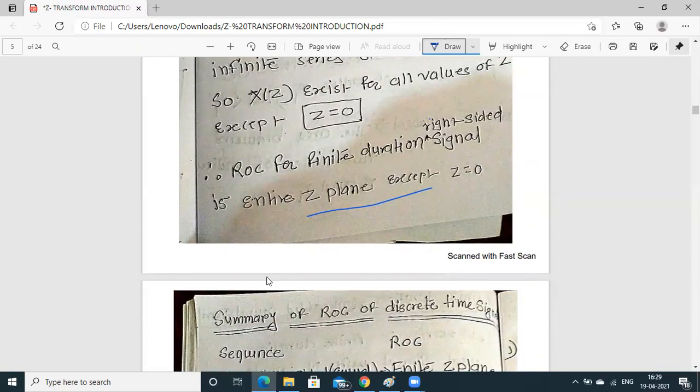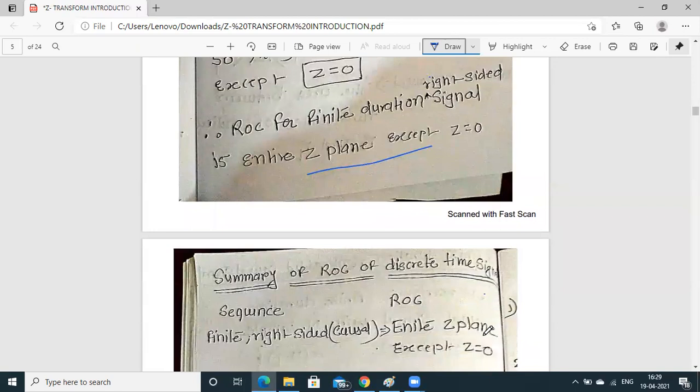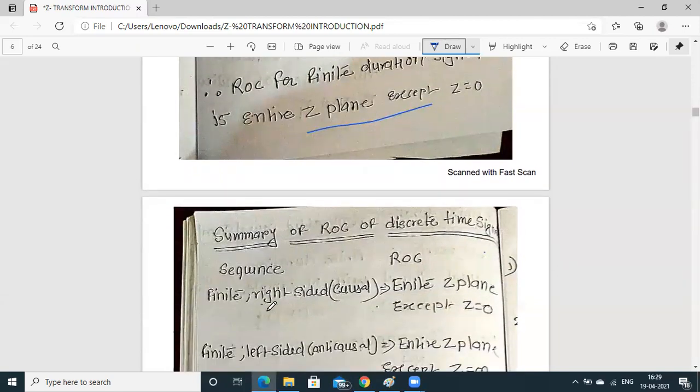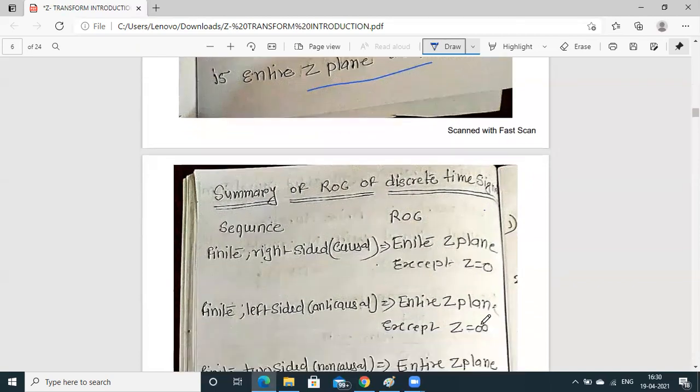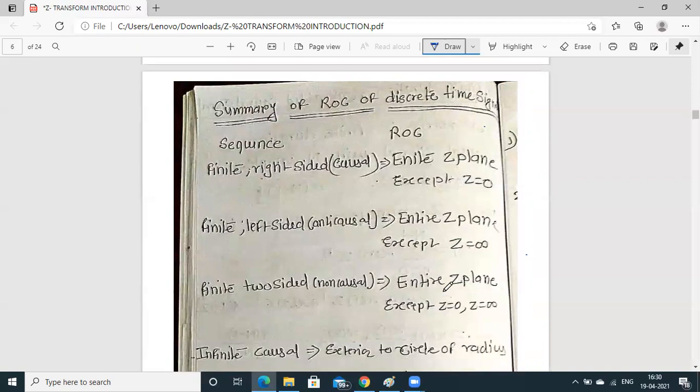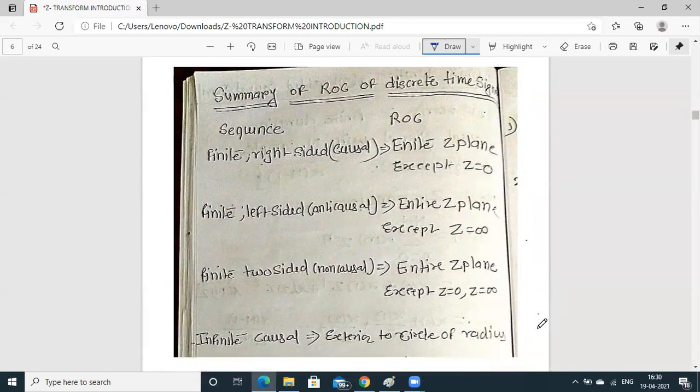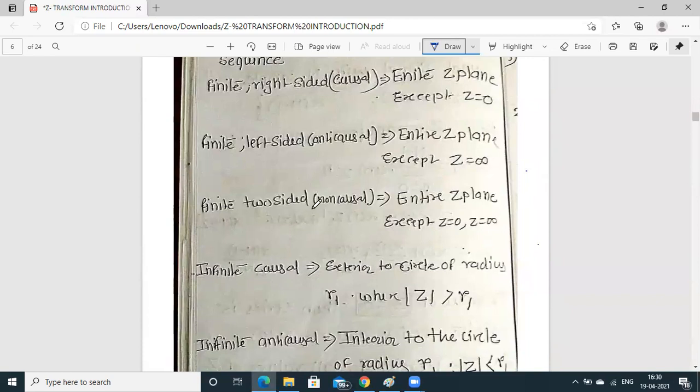Now we can get a summary of the ROC of discrete time sequences. If the sequence is finite and right-sided or causal, the ROC will be the entire z plane except z equal to 0. If the sequence is left-sided, that is, an anti-causal signal, the ROC will be the entire z plane except z equal to infinity. For a finite non-causal signal, it is the entire z plane except z equal to 0 and z equal to infinity.